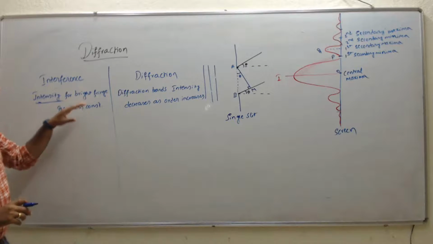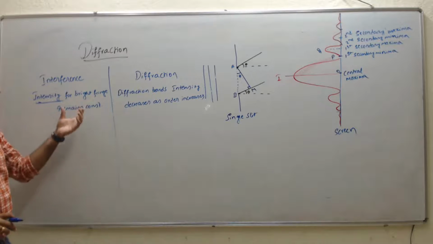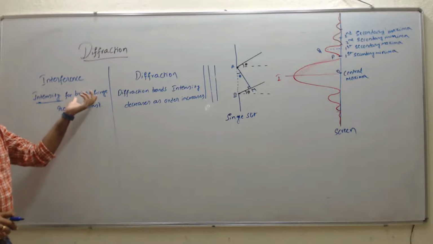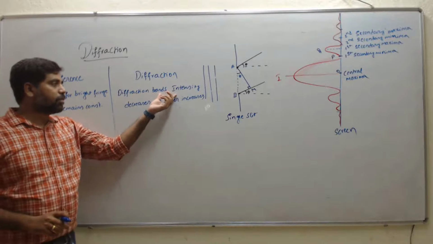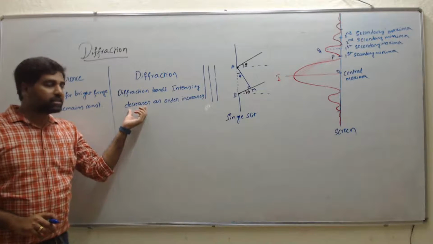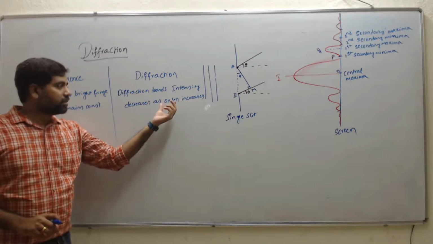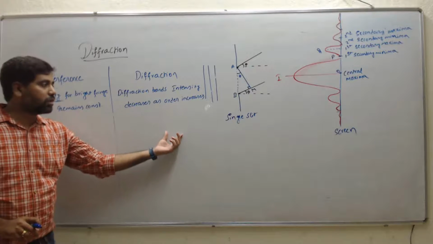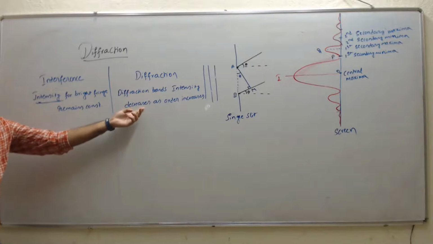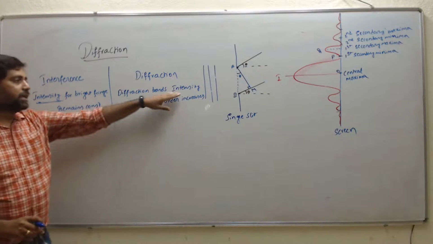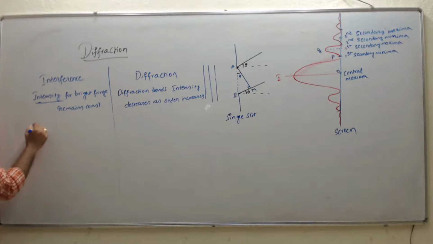Here we are discussing only the bright bands. In interference, the bright fringes remain constant. At all the fringes the intensity remains constant, and in diffraction bands the intensity decreases as the order increases. If the order goes on increasing, then the diffraction intensity decreases. That is, the diffraction bands' intensity decreases.